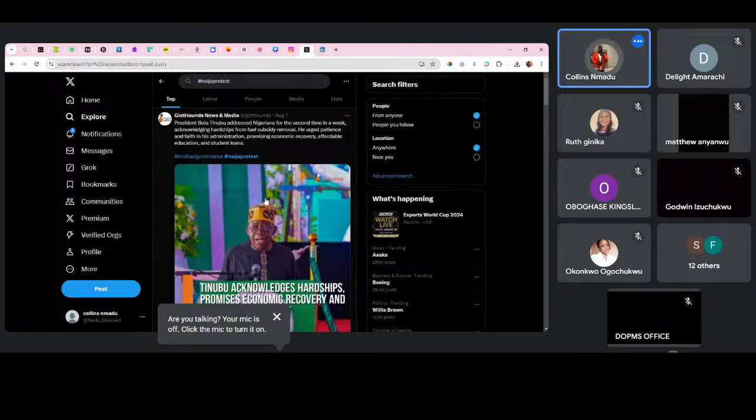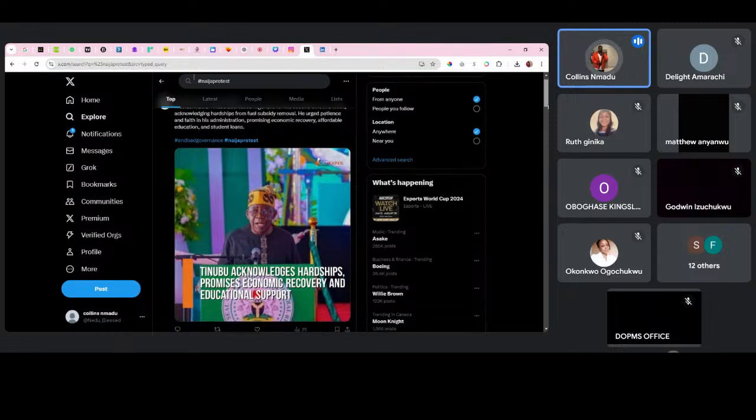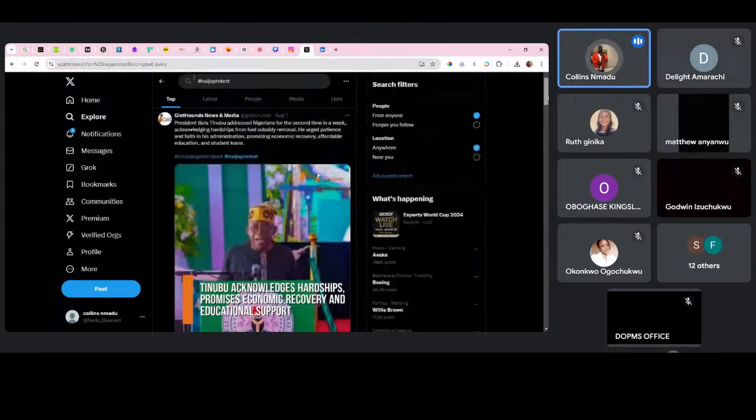Oh, good. Can you see hashtag Ninja protest, end bad governance? Yeah. So this is actually top. August 7th. This was yesterday. Tinubu acknowledges hardship, promises economic recovery, educational support. So if you're a kind of person who wants to keep updated with live, latest news, events, engagements, gists, tweets, and so on. Again, I know some of us here watch BBN.